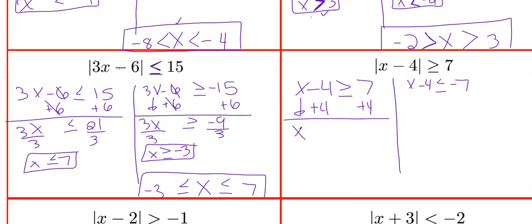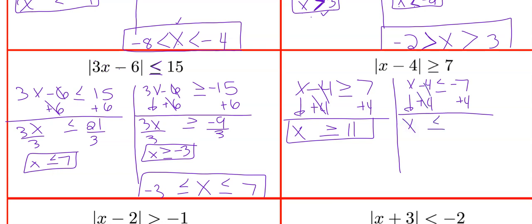I'm going to add 4 to both sides of my inequality here. And I get x is greater than or equal to 7 plus 4 is 11. Here, if I add 4 to both sides, x falls down. Less than or equal to falls down. -7 plus 4 is -3.